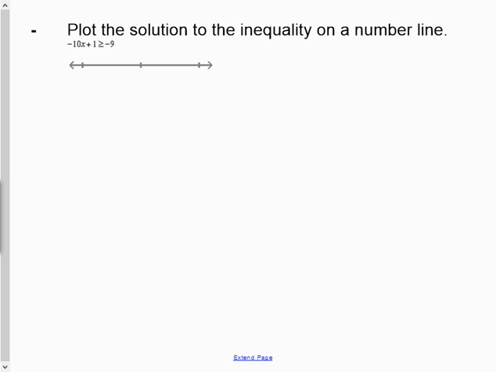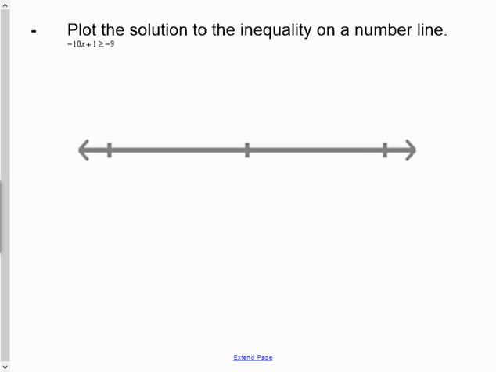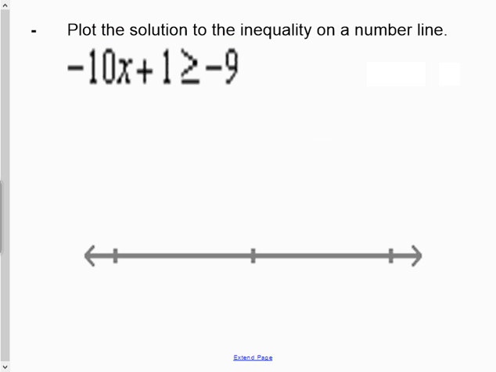The next question is a part of our chapter 10, I think, on linear inequalities. And this is an example of an inequality. Now what we learned to do was solve it, isolate the variable like we would in equalities. I'm going to subtract 1 from both sides to give me negative 10x is greater than or equal to negative 10.